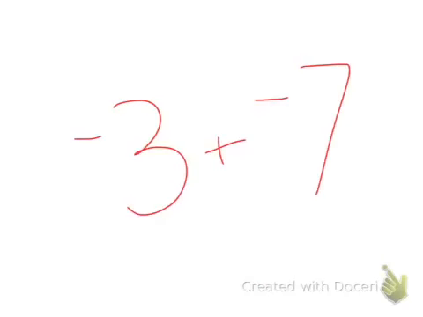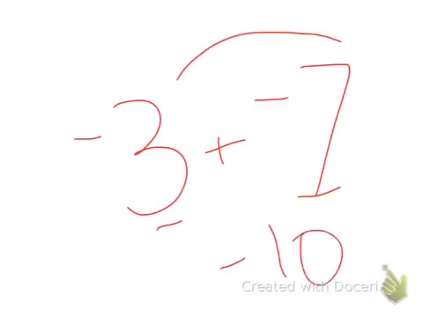Negative 3 plus negative 7. Think about the rule. If you need to rewind it, go ahead. Pause and solve. Okay, this time, since they are both negative, we're going to keep that negative sign, and we're just going to add the two digits together. So it's negative 10.